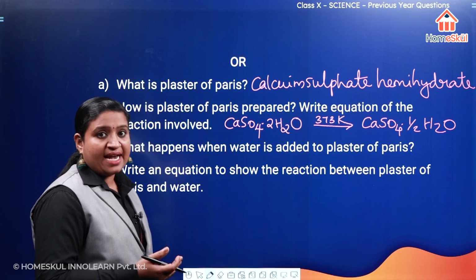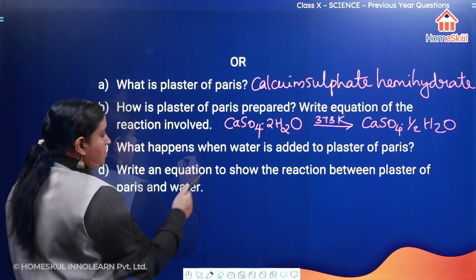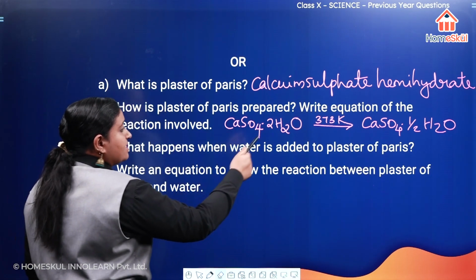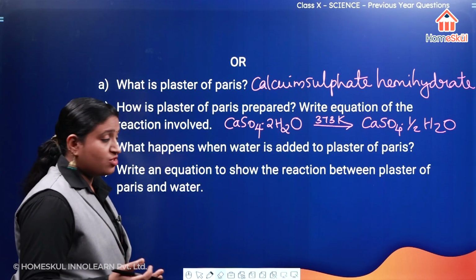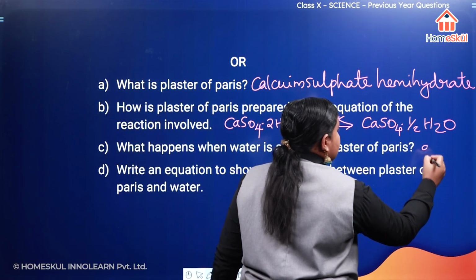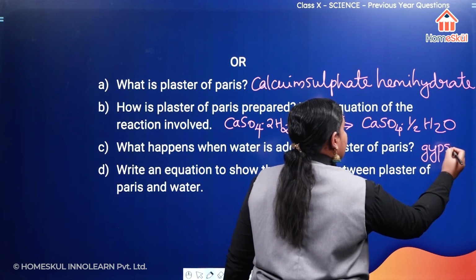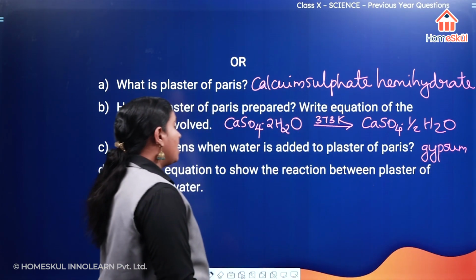1.5 molecules getting added and it will form gypsum. So, what happens when water is added to plaster of Paris? When water is added to plaster of Paris, we will get gypsum. Gypsum will be formed. Okay.